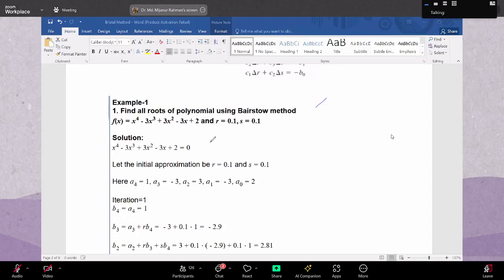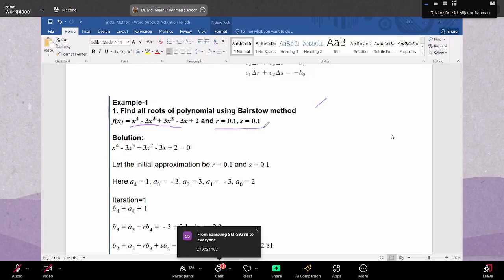Right, yes. So this is our target equation, provided that we have two initial values of r equal to 0.1 and s equal to 0.1, both the same. That means most of the time the initial guess will be given. So this is our target equation, and from this equation we have to determine the rules. The initial guess is given here.